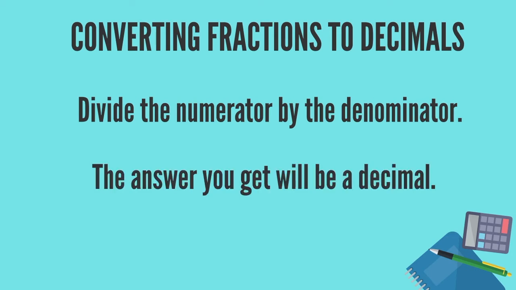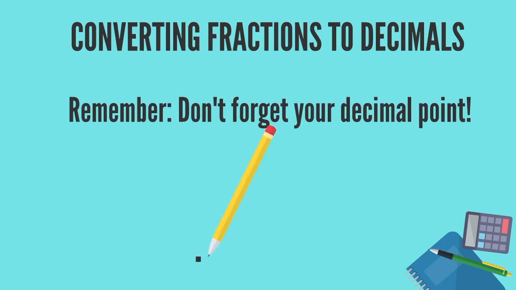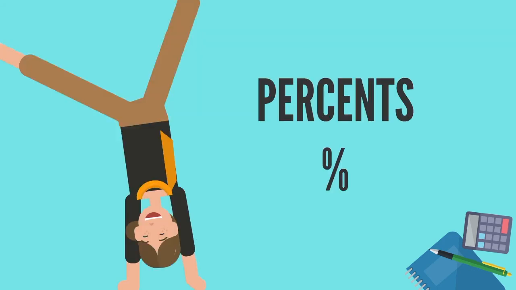Converting a fraction to a decimal is actually the answer you get when you solve a fraction as a division problem. It is another way of representing a part of the one whole. Just remember to put a decimal point after the ones place when you are dividing. Once you've mastered decimals, understanding percent is easy.